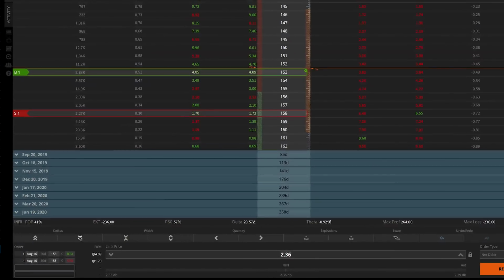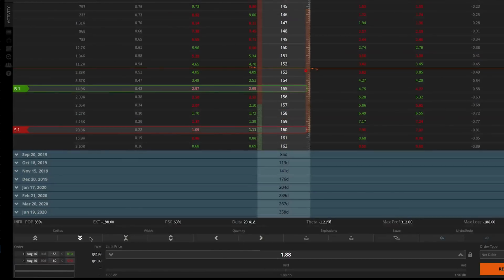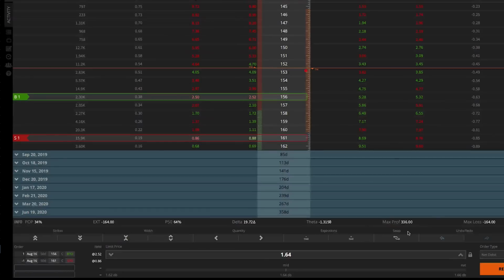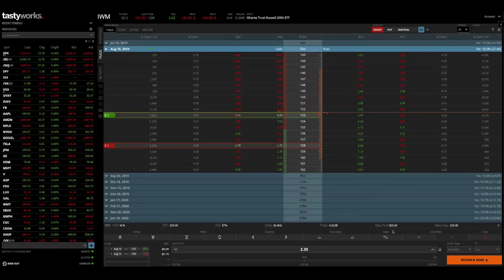Now, you'll see that if I move the strike prices even further out of the money, the price of the spread decreases, and that means that the profit potential increases and the loss potential decreases. But as you get further and further out of the money with your spread, the probability of profit also decreases because you need a larger and larger stock price movement in your favor for that spread to reach its maximum profit potential at expiration.